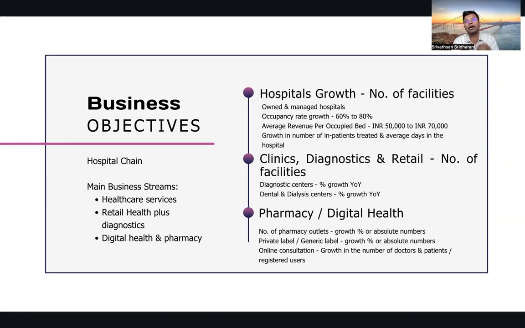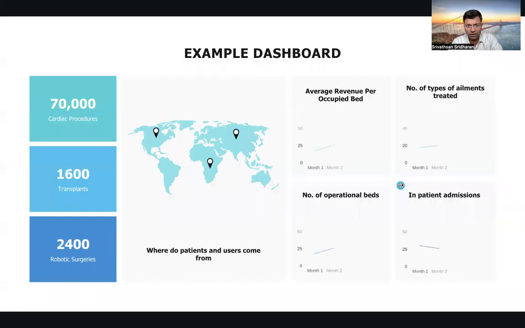But if you have a white label or a generic label with the same properties as the branded item, then you are going to have higher profit margins. Of course, the quality standards have to be met. That's a thing. And how many online consultations have grown. So moving on to the next one.